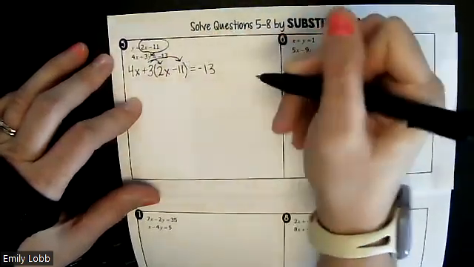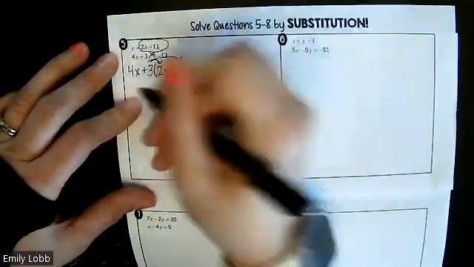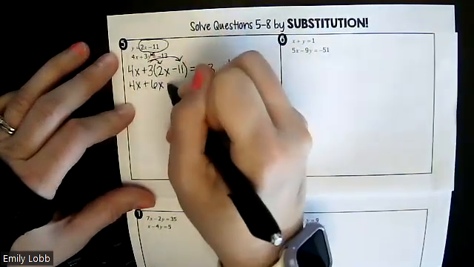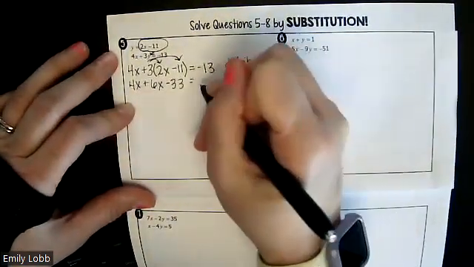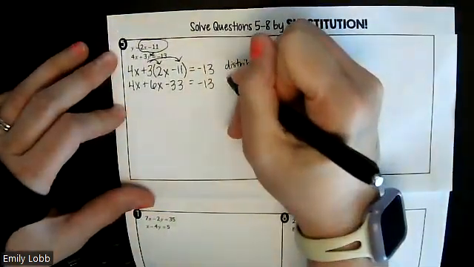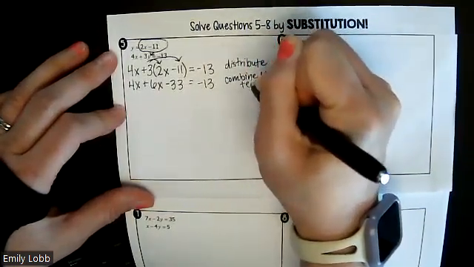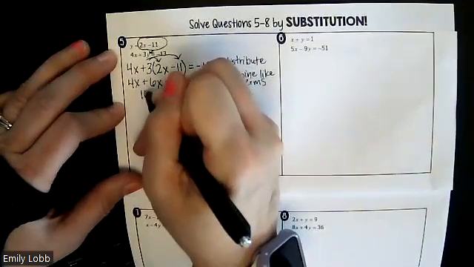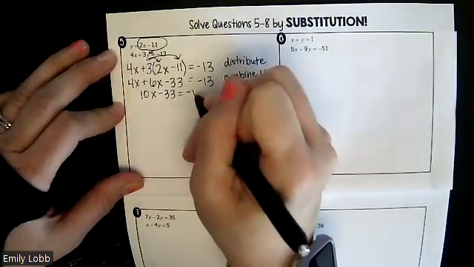So you can show that with your arrows, or you can write it over here. Distribute, right? So this becomes 4x plus 6x minus 33 is equal to still negative 13. Then remember, we have to simplify or combine like terms if needed. Here we end up with 10x minus 33 equals negative 13.